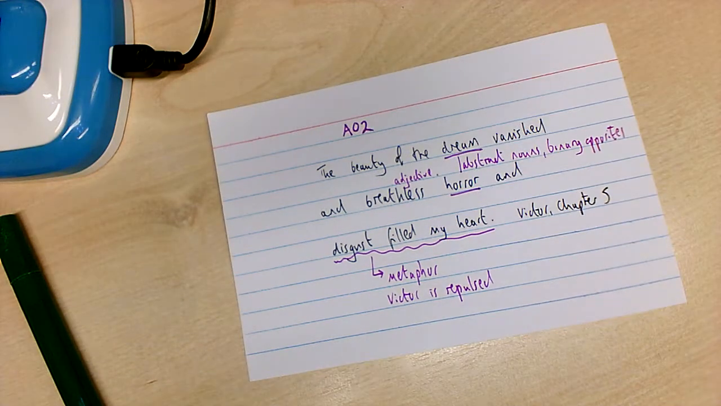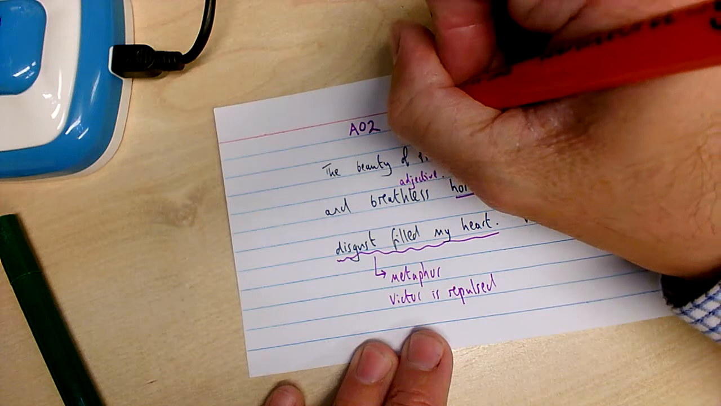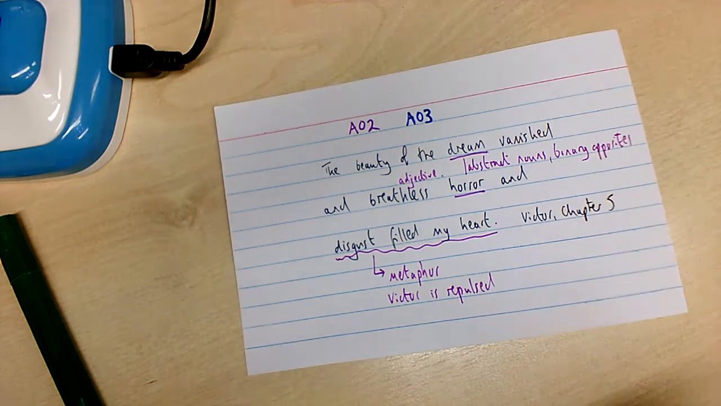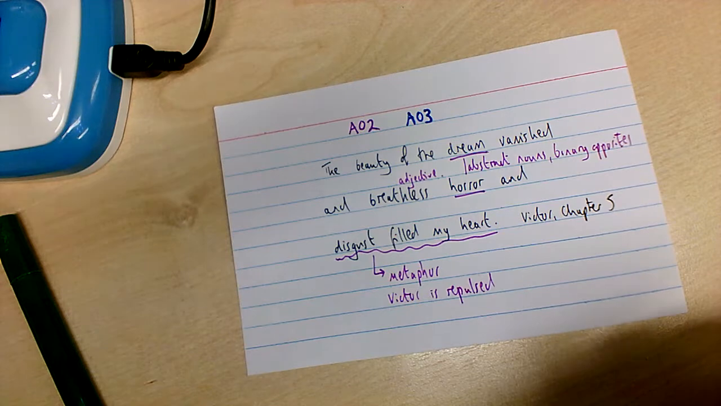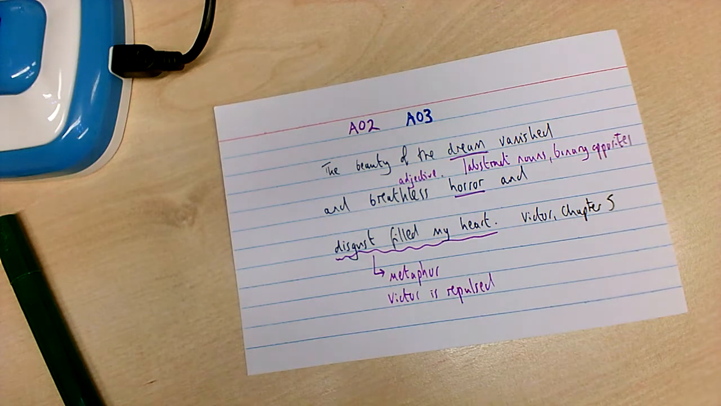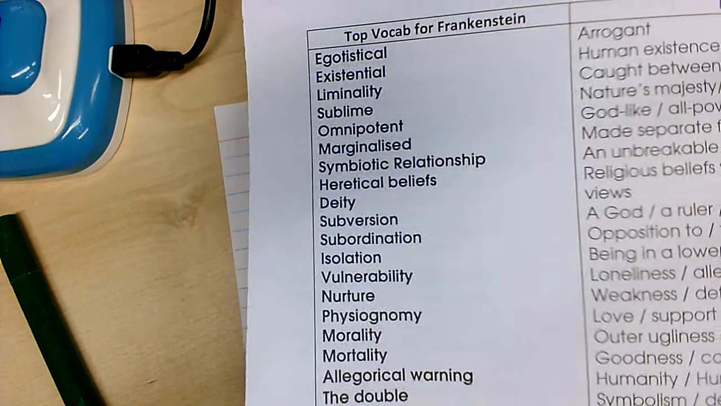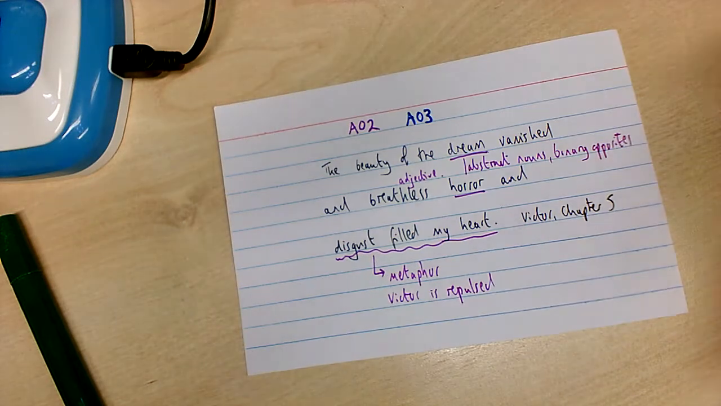So we have to get some marks for AO3 as well, though. And if you're wondering about AO1, that is just your general understanding and ability to quote and respond to the question. So for AO3, we're looking at those other big issues. And again, what I did was I just looked through this and thought, well, which of those is relevant and can I link to this quotation?